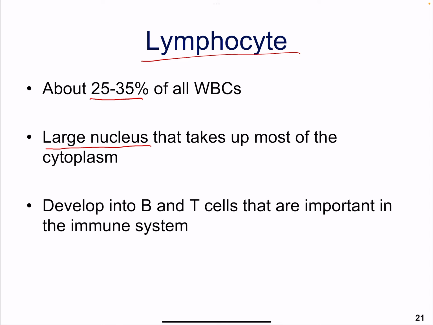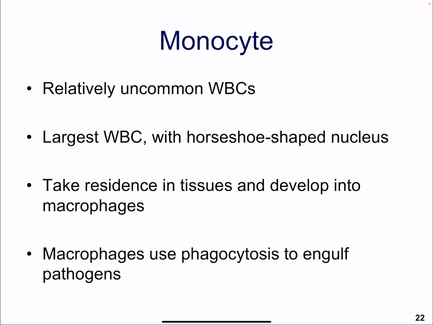Some lymphocytes are going to develop into B cells. Others are going to develop into T cells. We are going to see, when we look at the immune system, how these two cells are different and how they are protecting you against infections.